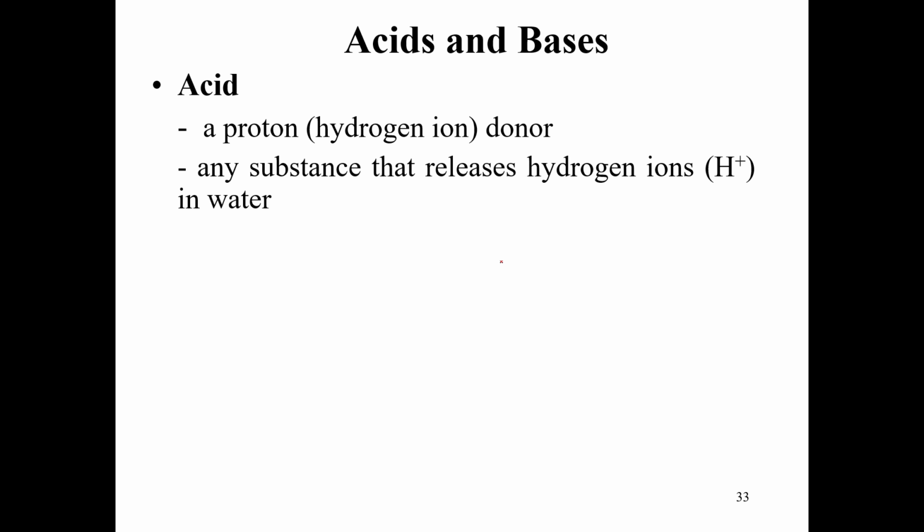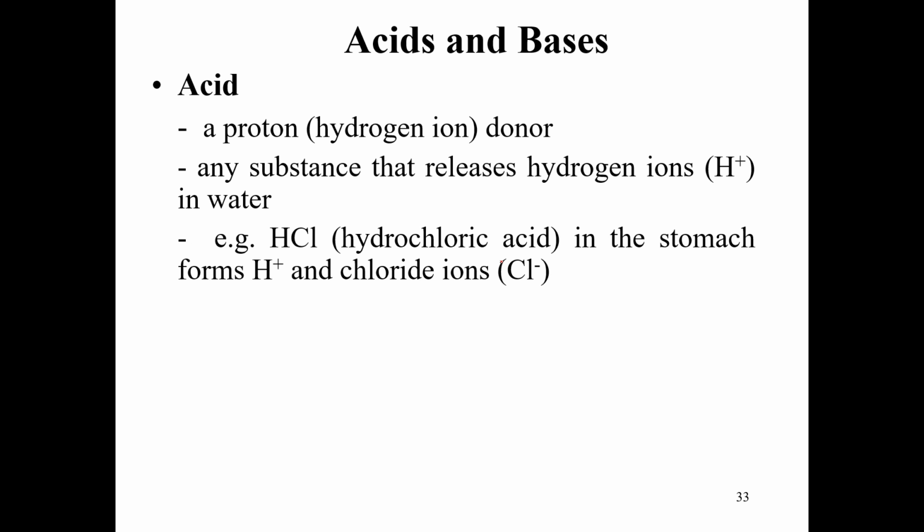Next, we have acids and bases. An acid is a proton donor, meaning it gives off hydrogen. It is any substance that releases hydrogen ions in water. Take, for example, hydrochloric acid in the stomach. Hydrochloric acid breaks down to hydrogen ion and chloride ion. Since hydrochloric acid gives hydrogen ion, it is called your acid.